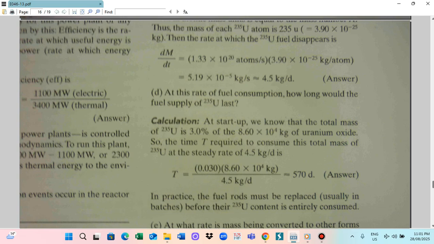And then, at this rate of fuel consumption, how long would the fuel supply of the U-235 last? The U-235 that we can provide is 5.7 times 10 to the power 4 kilograms in the fuel rods.